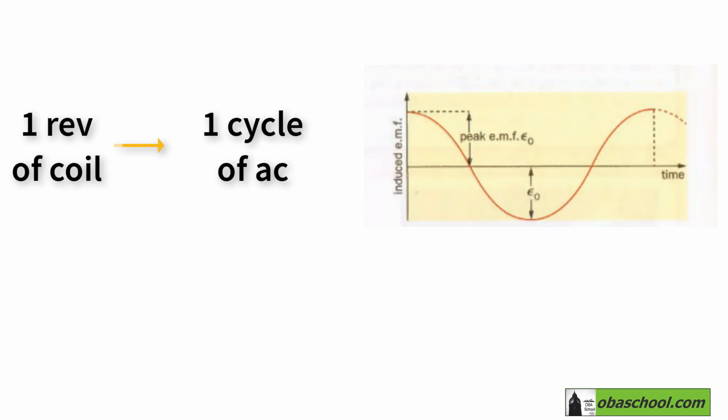Now this graph shows how the size of the induced electromotive force changes as the coil rotates once in the magnetic field. One complete revolution of the coil gives one cycle of AC.